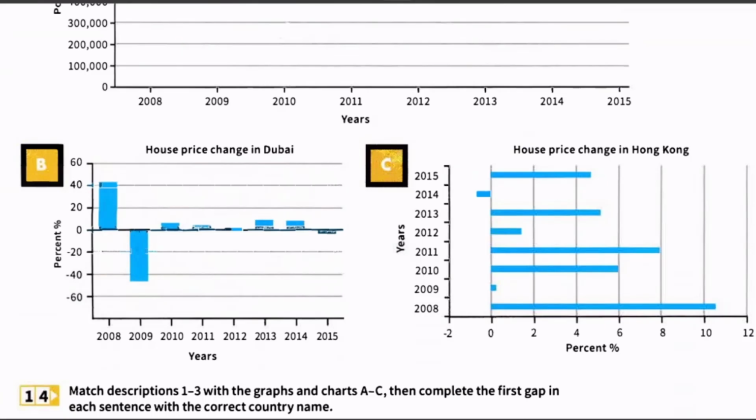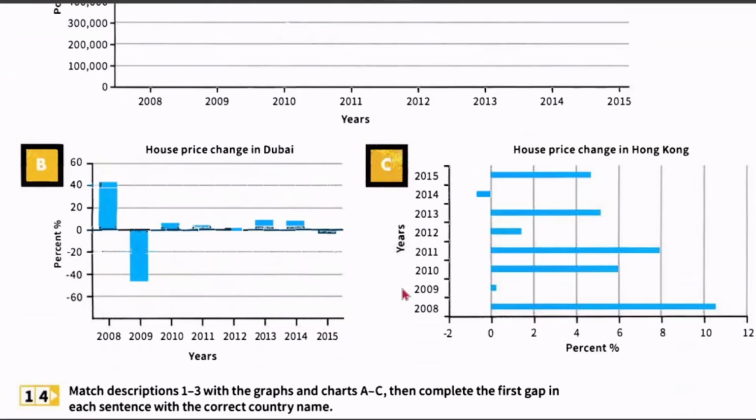Yes, I can say now. So the bar chart is about the house price change in Dubai. So from the start in 2008, there has been a significant rise in the house price, which is the highest in the bar chart.